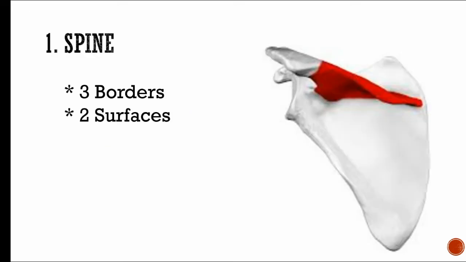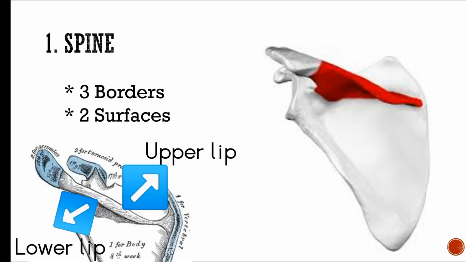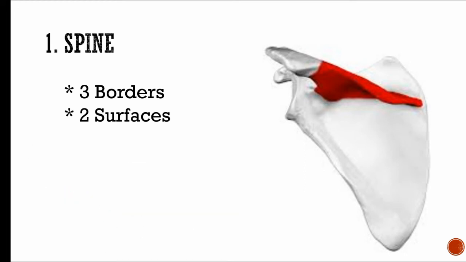Now we are moving on to processes of scapula. There are mainly three processes. First one is the spinous process. It has three borders and two surfaces: anterior, posterior and lateral. Posterior border has two lips, upper lip and lower lip, and it has two surfaces: superior surface and inferior surface.